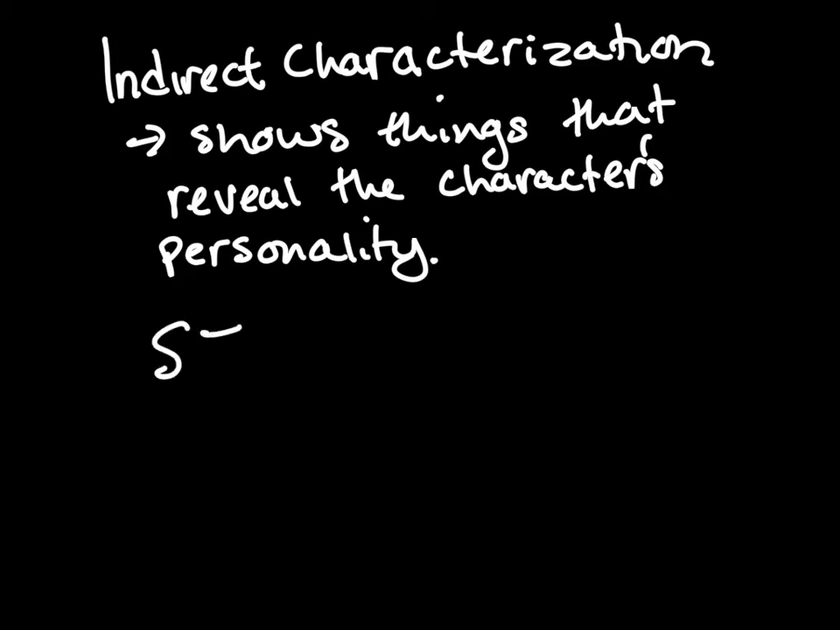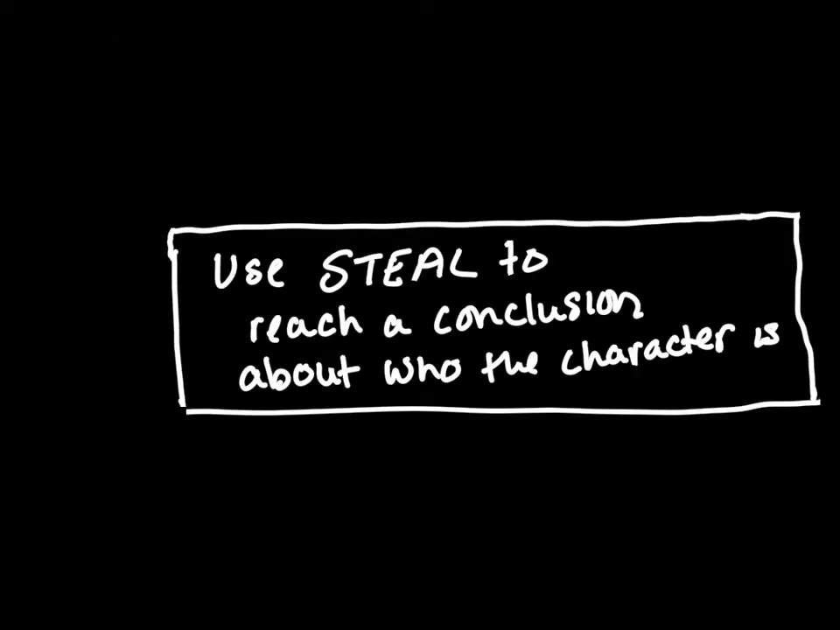Okay? So first things first. You're going to want to remember STEAL. We're going to go to a new slide so that we can see exactly what this is and have plenty of space, but go ahead and add this just right here underneath in your notes. Okay, so as we've said, with indirect characterization, we want to use STEAL, S-T-E-A-L, to help us reach a conclusion about who the character is. And STEAL stands for S for speech, T for thoughts, E for effect on others, A for actions, and L for look.